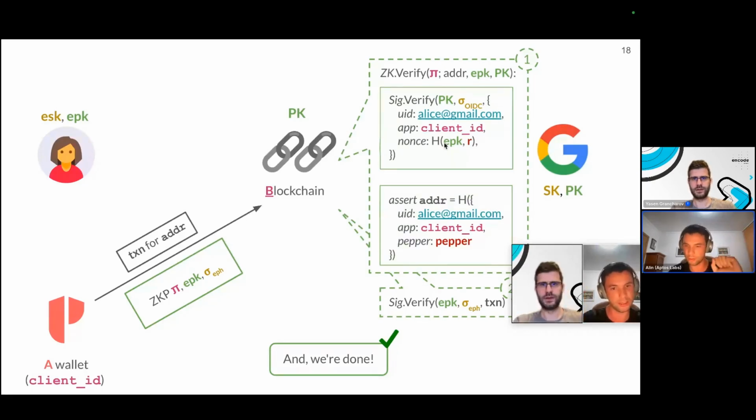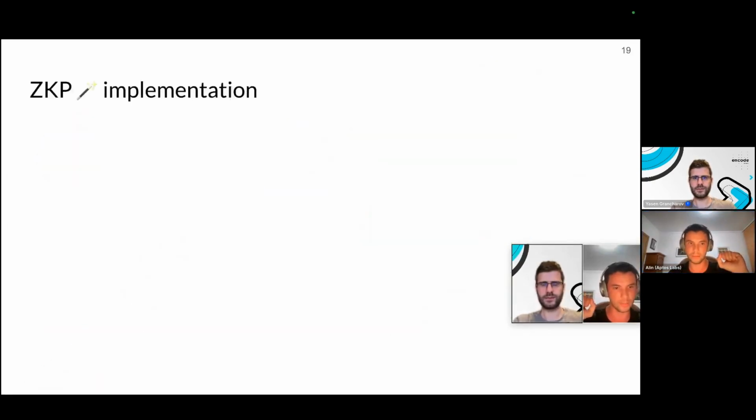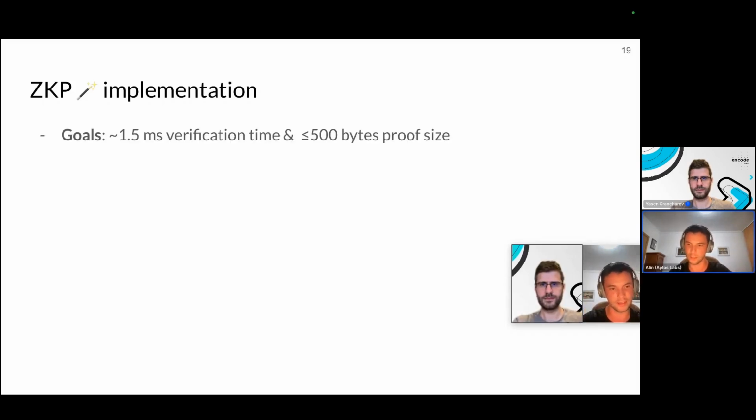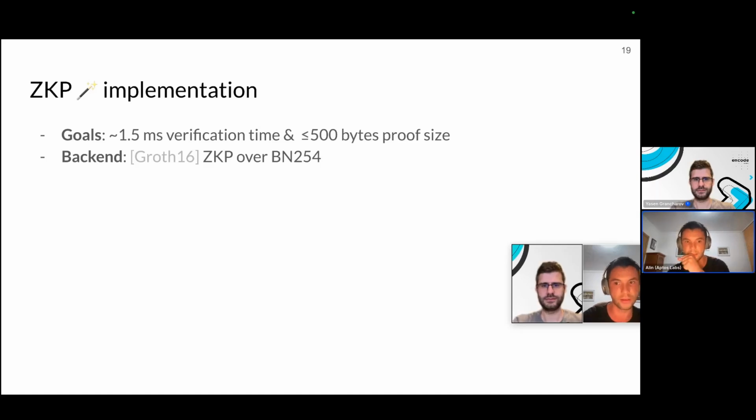I will run you through a flow later on so you can see all of the components work together. But before I do, let me just reiterate what I said earlier about the ZKP implementation. So when we set out to do this, our goal was to come up with a design where the verification time of these keyless transaction signatures is very, very fast. So let's say 1.5 milliseconds, and the proof sizes are small. So we ended up with Groth16 over a very small curve, BN254.